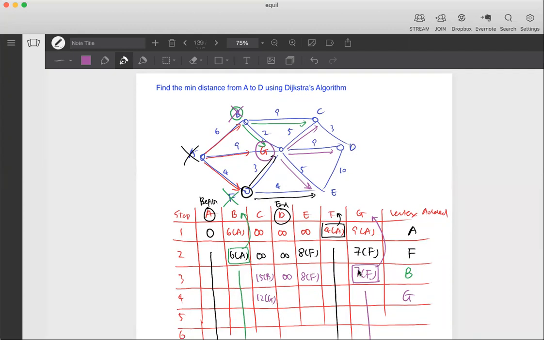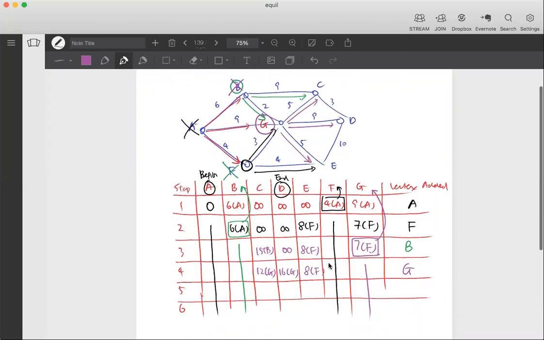It's 7 plus 9, which gives us 16. Right? 16 is better than infinity. We update again. And then the distance from G to E, 7 plus 5, is 12. But 12 compared to 8, 8 is smaller. So we're still going to write down 8.